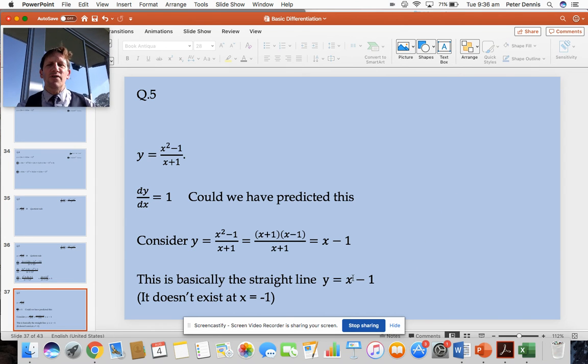But if you think of that, could we have guessed that the gradient is 1 right from the start? Yes, because the gradient of this line is 1. y equals mx plus c, so the gradient is 1. So we could have guessed that right from the start. Or you use different ways, and they like looking at different ways to do these questions. Sometimes simplifying first makes it a lot easier.